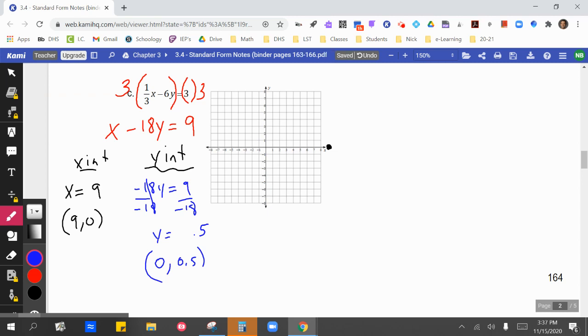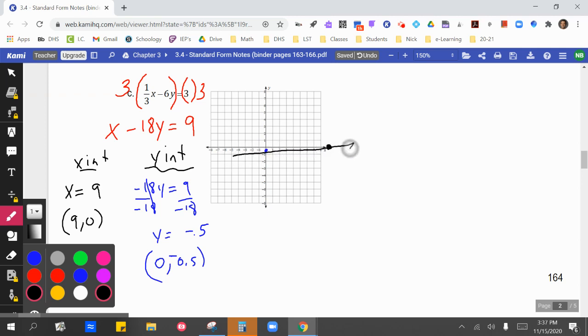So again, on my y-axis here, I'm going to find that negative half, negative 0.5, which is going to be in between 0 and negative 1. Again, just as long as we're in the ballpark, we're going to be okay with your graphs here. So now I'm going to connect my 2 points to make my line here.